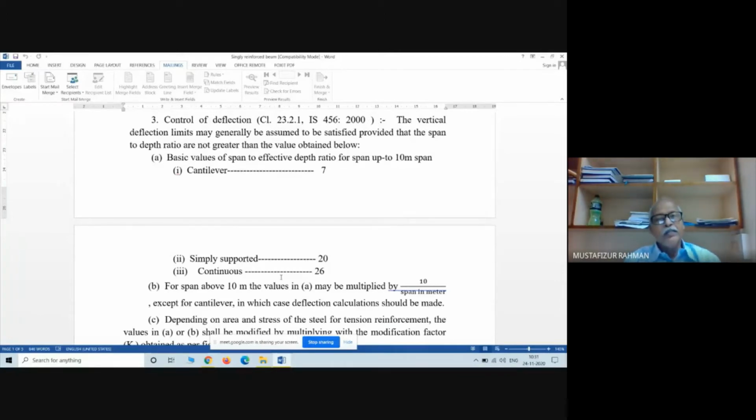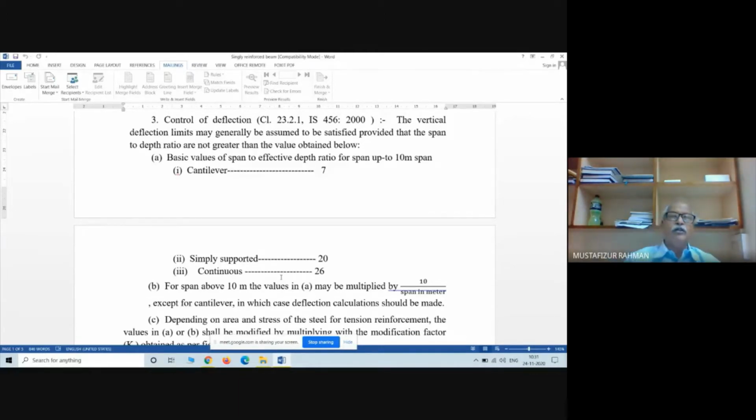Now here you add the effective cover. Effective cover means clear cover plus diameter of the stirrup plus half the diameter. So from this we will be able to get the approximate depth of the beam. Okay. Now we require the width. So for width, I will tell you slightly later.